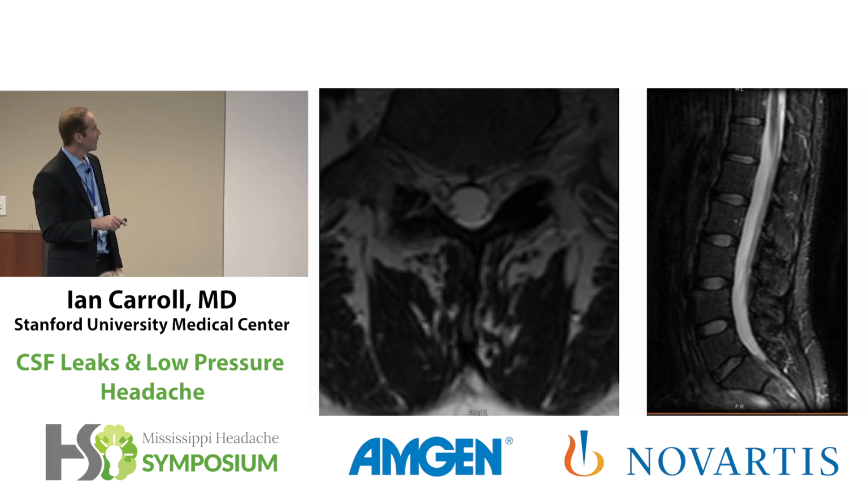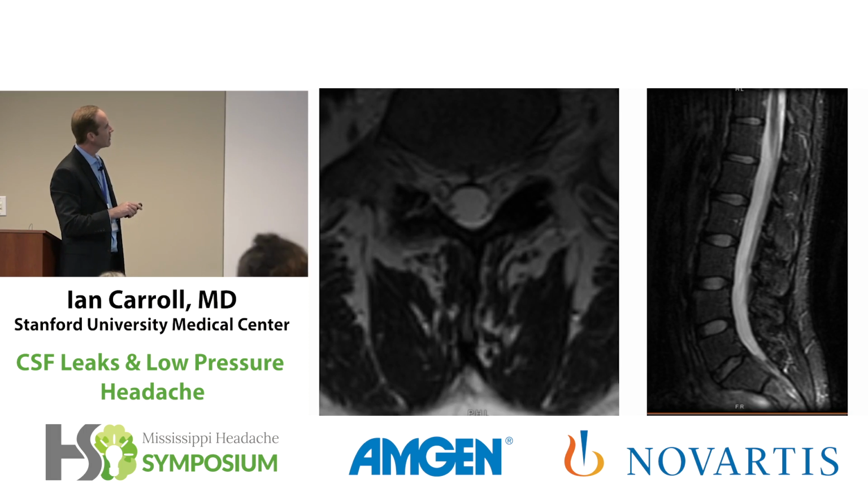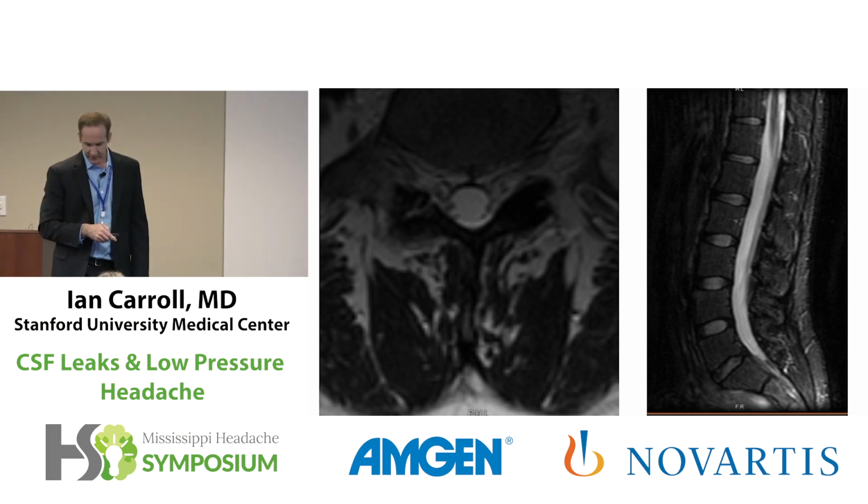We don't. This is what the axial looks like. I do want to point out on this MRI, there's a teeny little line of brightness right there. I don't know how easy it is to see from the back of the room, but that, it turns out, is going to be important.